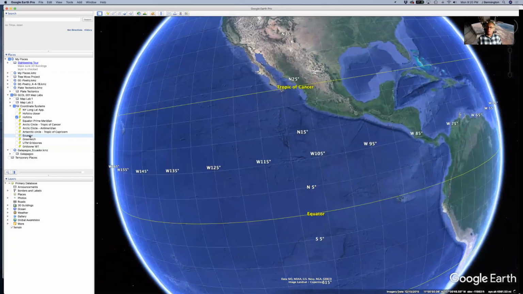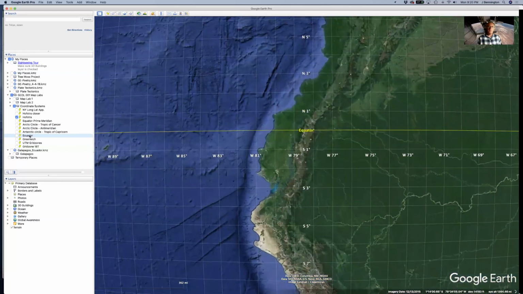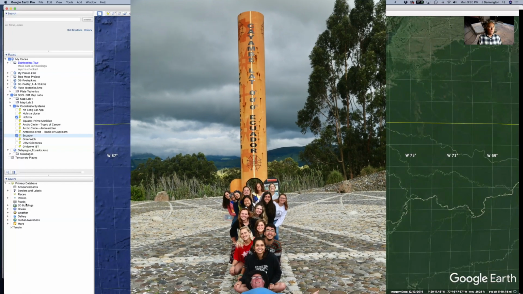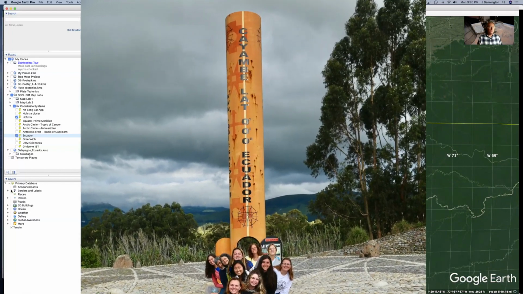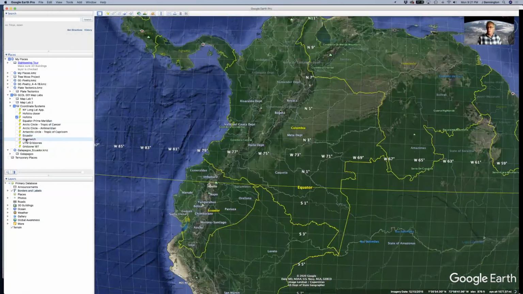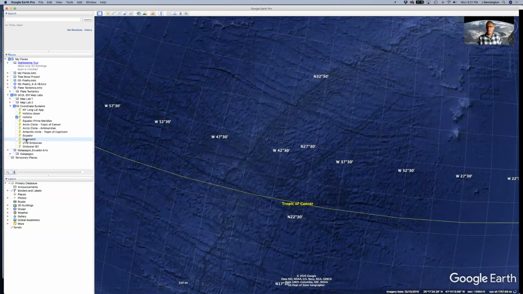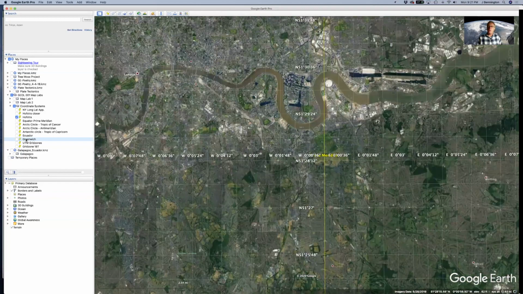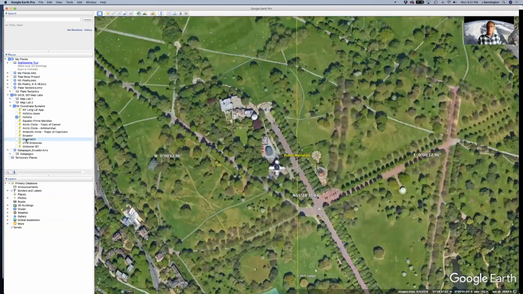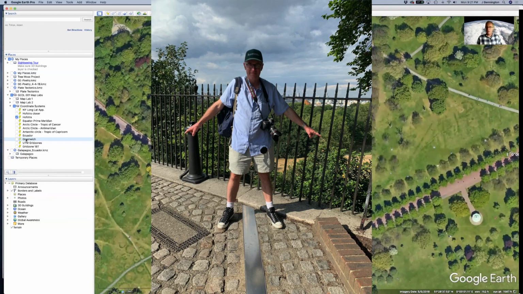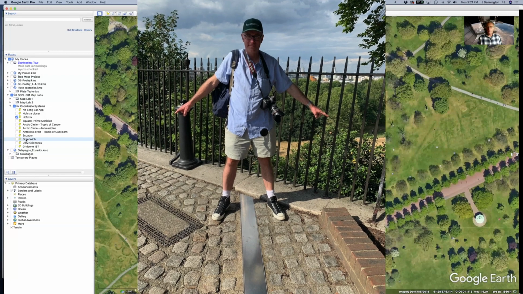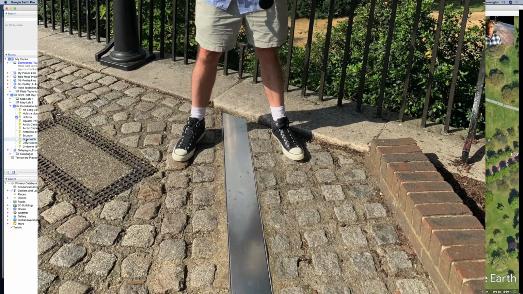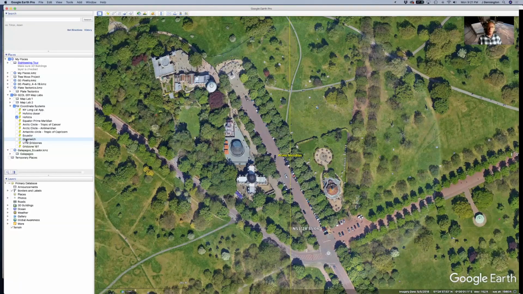The equator passes most famously through the country of Ecuador, which was named for the equator. The location of the prime meridian is defined by the location of the Royal Naval Observatory in Greenwich, England, based on the location of a telescope that they use to fix the position of the prime meridian relative to the stars.